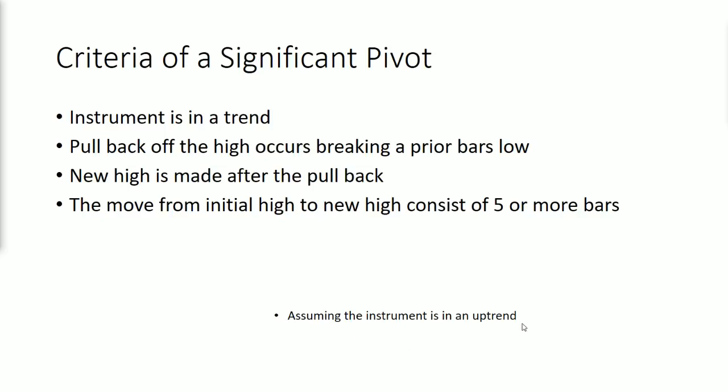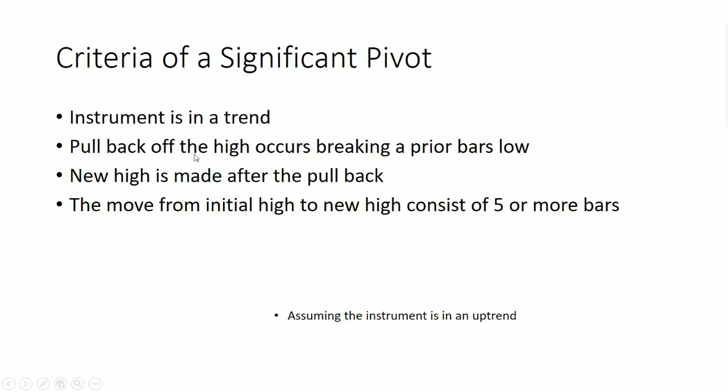We're assuming that the instrument's in an uptrend down here, so we're going to look solely at uptrends. You can just reverse everything for a downtrend, and I use it the same way. Once the instrument is in a trend, I can then look for significant pivots. All of my entries are in a stock that is in a trend. I never get into a stock that's not in a trend, as far as my personal entry patterns.